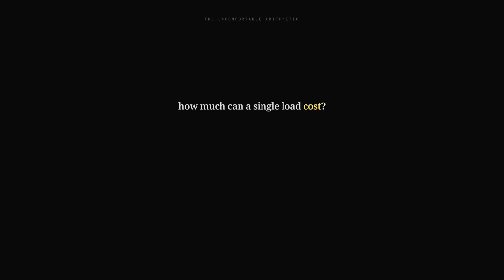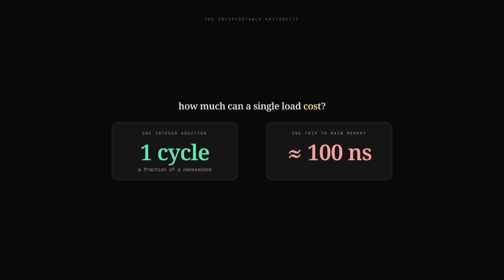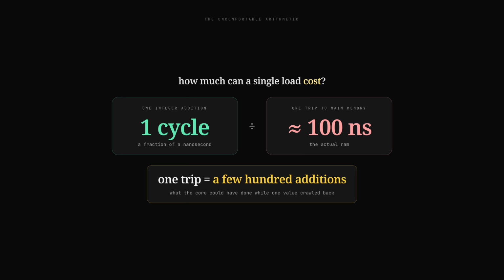Here's the uncomfortable arithmetic. A modern core runs at several billion cycles per second, and an integer addition takes about 1 cycle, a fraction of a nanosecond. A trip to main memory, the actual RAM, takes around 100 nanoseconds. Do the division. In the time 1 value crawls back from RAM, the core could have done a few hundred additions. And this gap is not an accident of 1 chip.